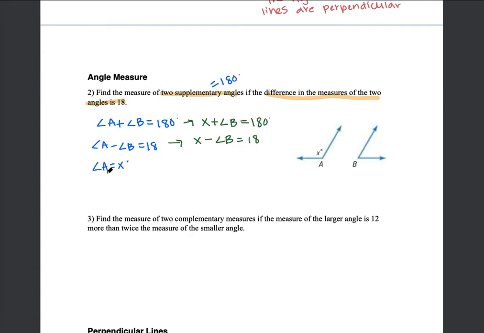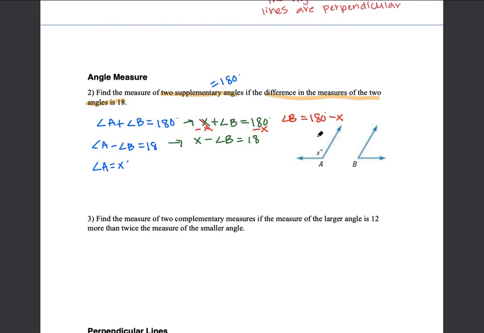Well, I know what angle A is, so let's try to rewrite one of these equations so that I have angle B by itself. Let's try to do it with this top one. I want to get angle B by itself. I want to find out what angle B is. So I can just subtract, let me use a different color, I can subtract x on both sides to get angle B on its own, because I have x minus x, that'll go away. So I just have angle B is equal to 180 minus x. Now I know what angle B is equal to.